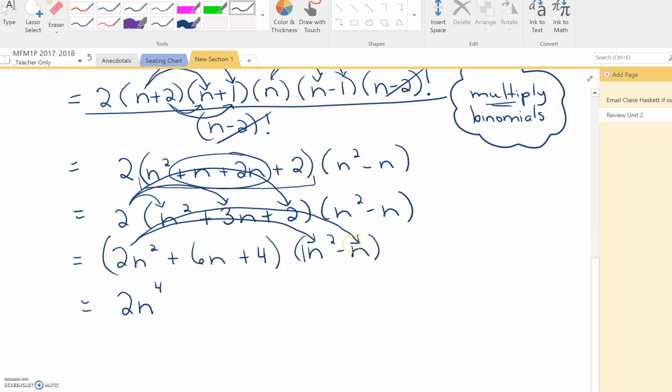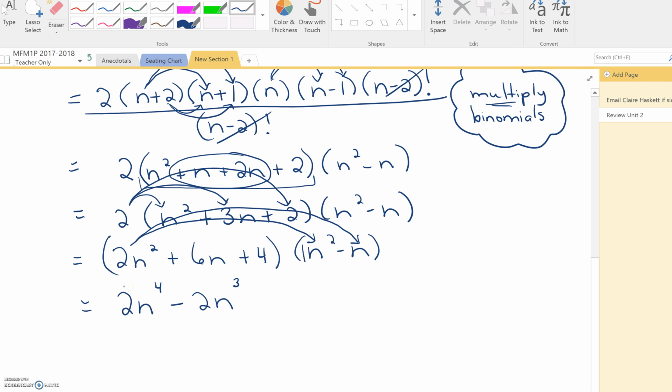2n squared times negative n. Would that be just 2n? Close. What sign goes in front? Minus, yeah. Okay, and you have an n squared times n, so it'll be to the power of 3. Yeah. Okay, so we're done with the 2n squared.